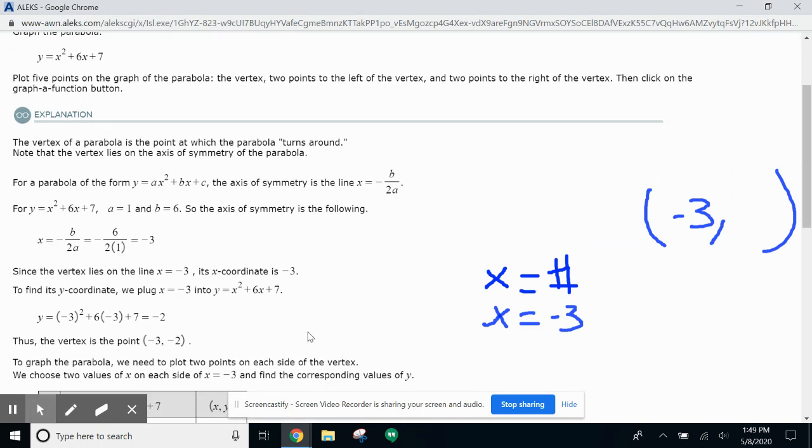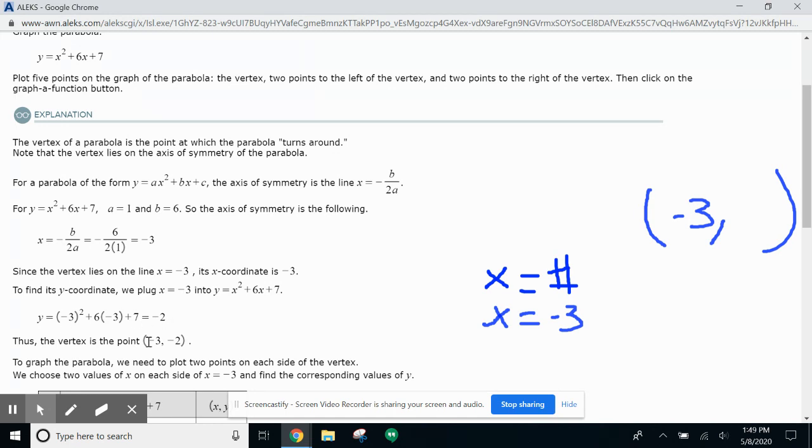Well, if we plug in -3, the x value, we should get a y value out. It's equal to y here, right? There's a y there. So if I plug in -3 where all the x's are, which is what they did in this part here, we should get a value for y. So -3 squared is going to be +9. 6 times -3 is going to be -18. So 9 minus 18 plus 7 equals -2.